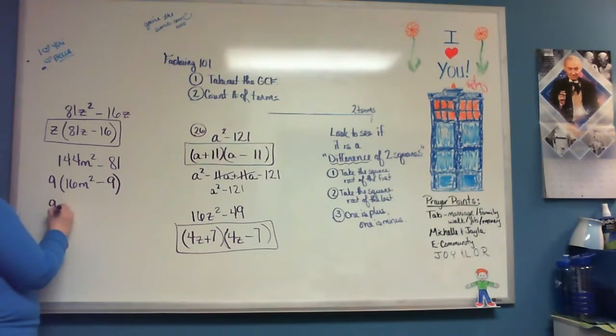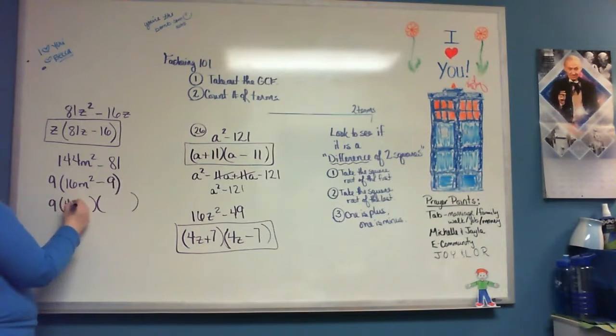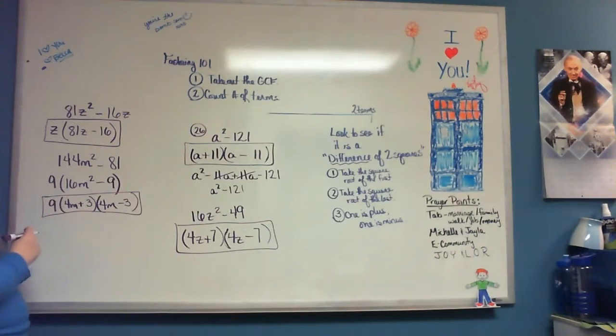So now I have a 9 on the outside and 4m and 3. 1 plus, 1 minus. It don't matter which one's which. Got 3 more on this list.